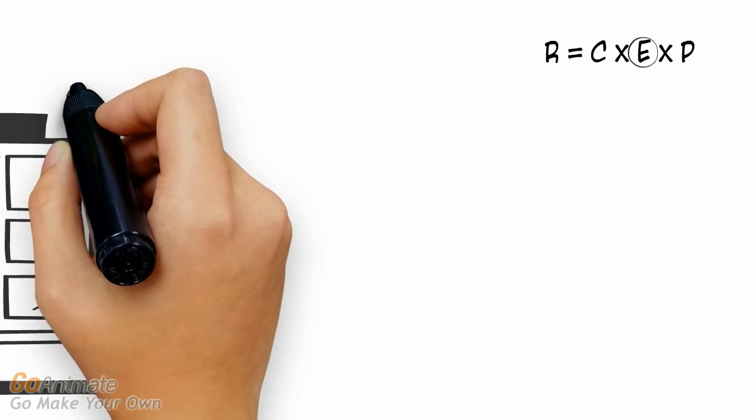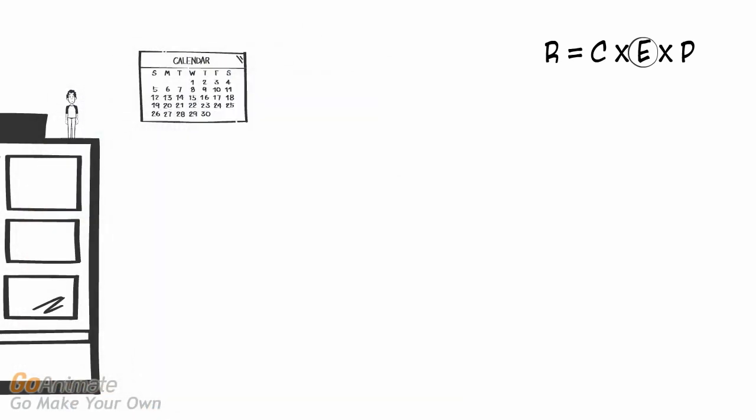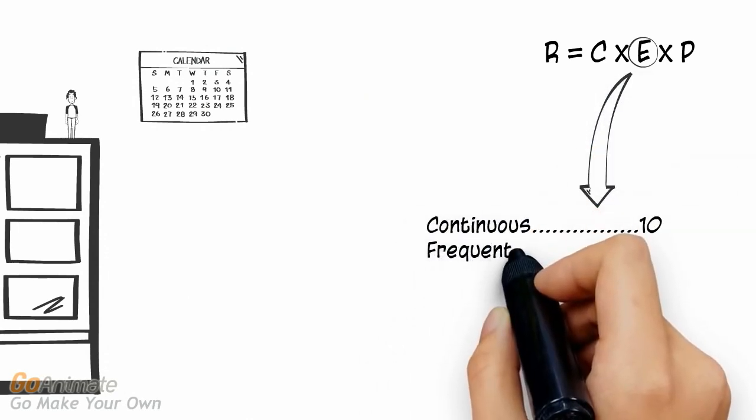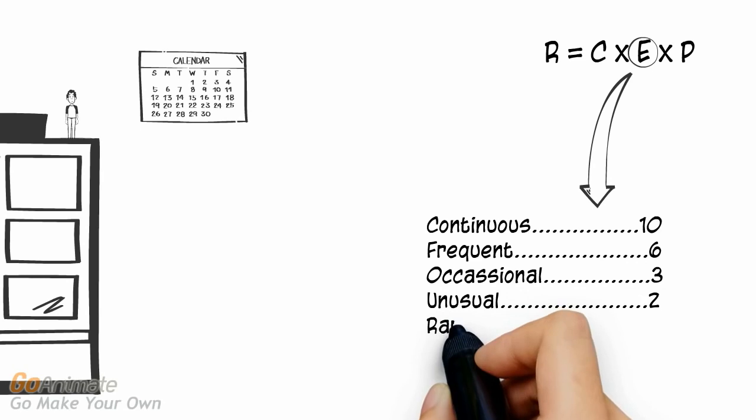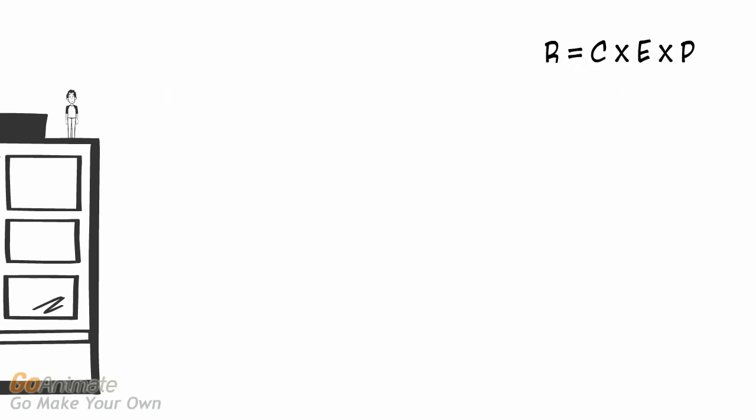E represents exposure, which is defined as how often a worker is exposed to a hazard. As with consequence, exposure is described in words and then assigned a numeric value. Referring back to our scenario, the exposure is very rare as the work is done on an annual basis. The assigned numeric value associated with very rare is 0.5. Now that we have determined the numeric value for C, consequence, and E, exposure, let's take a look at P.